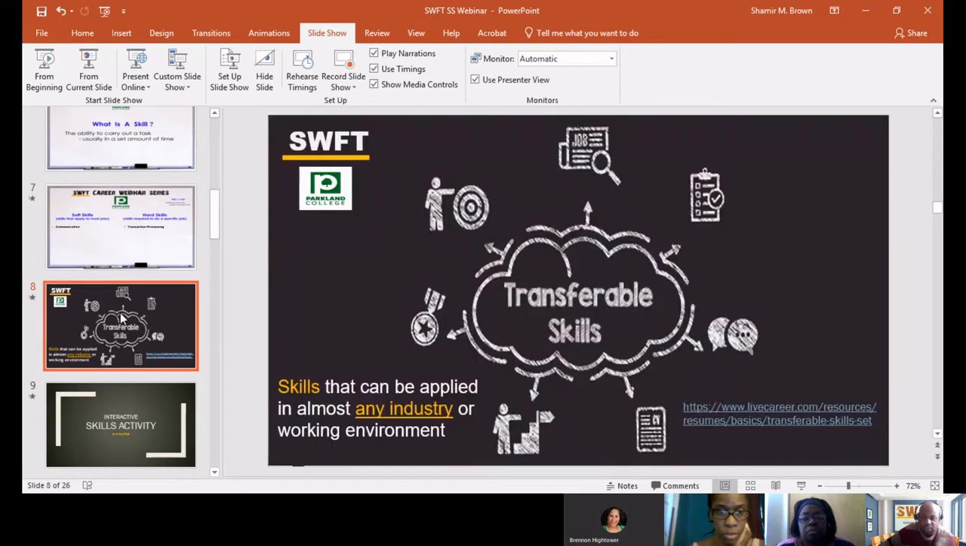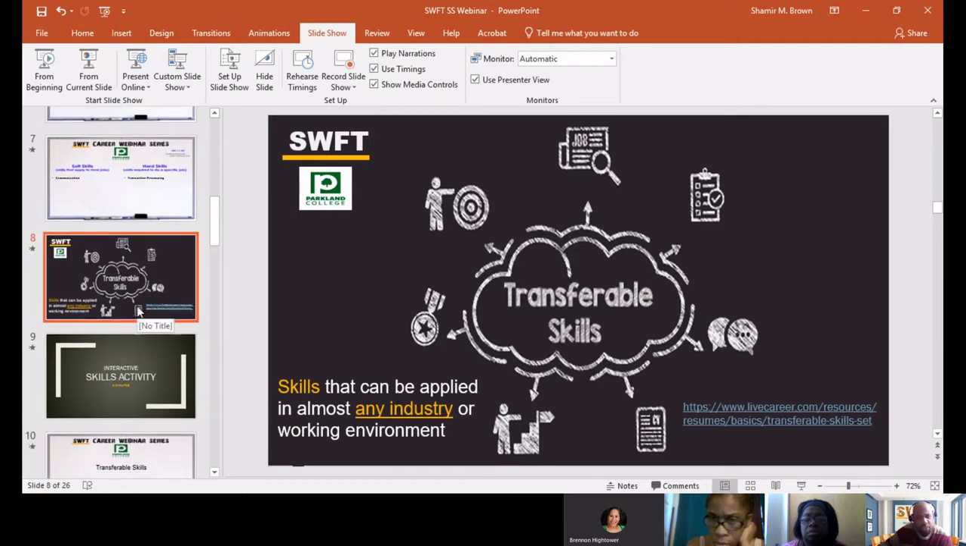Another skills category would be transferable skills. Transferable skills are those that can be applied to almost any industry or working environment. A good example would be transaction processing, which I mentioned earlier. Almost every business has a cash register or a way that customers have to pay for things or apply for credit, etc. Those kinds of skills are transferable because they apply in a hospital too.